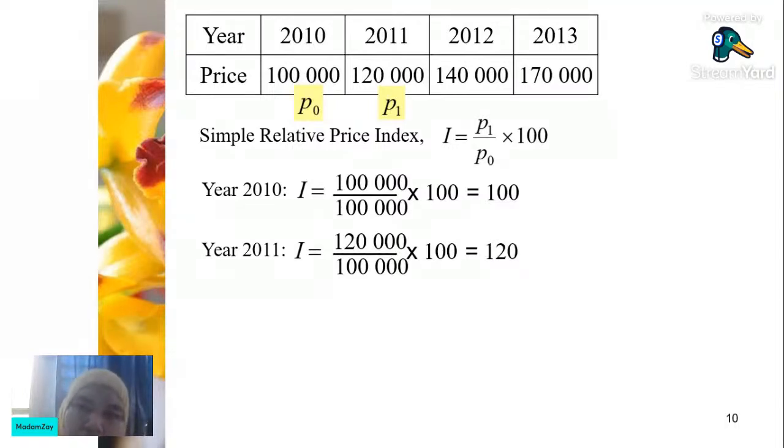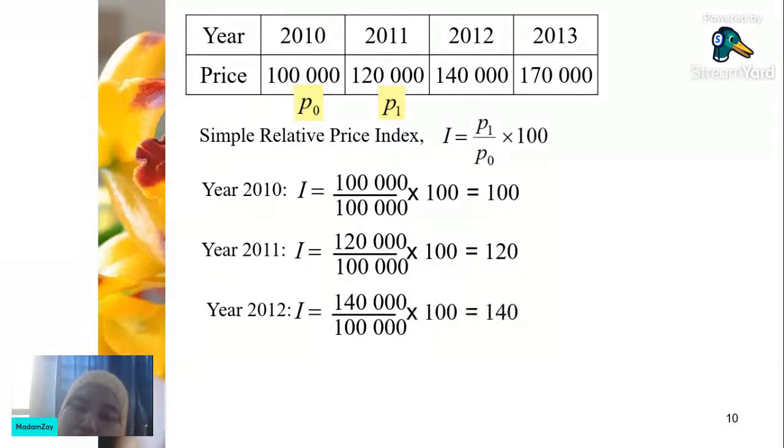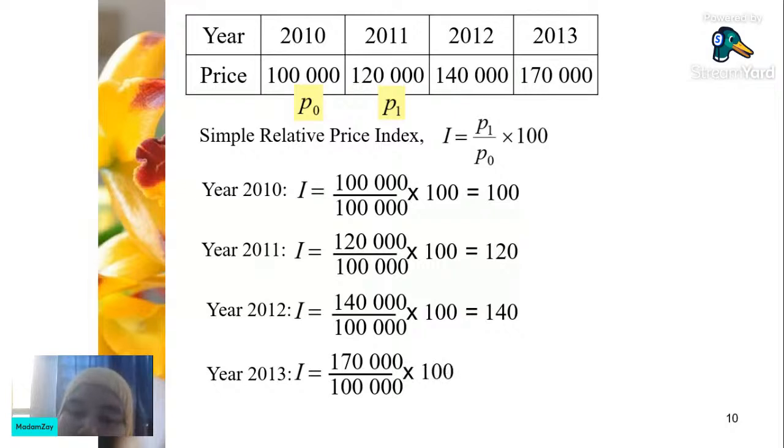Okay, for 2012, we compare also with 2010. So it will be 140,000 divided by 100,000, which is equal to 140. Multiply by 100 because it's in percentage. And then lastly for 2013, what is the price for 2013? 170,000, and divide with the base year, which is 100,000. So multiply by 100, we get 170.